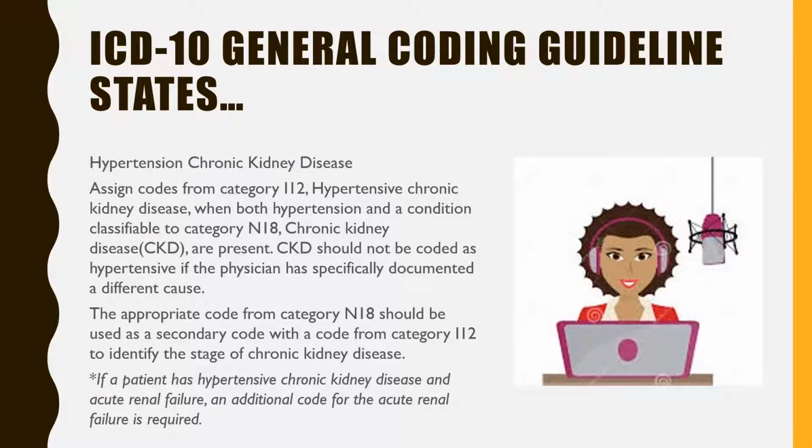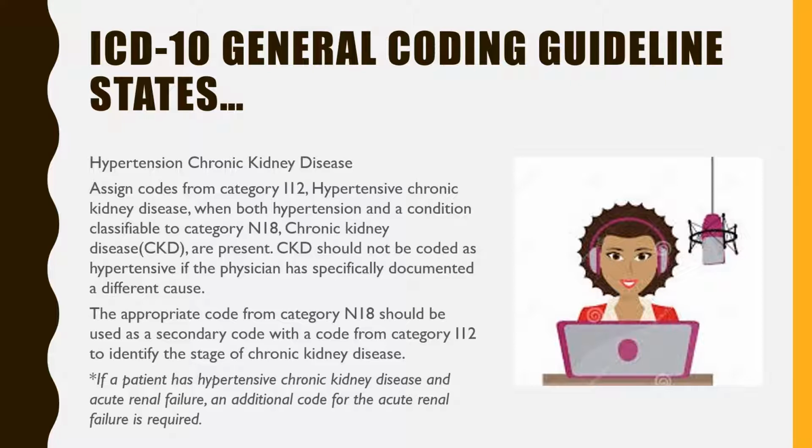Our ICD-10 General Code Line states, for hypertension or hypertensive chronic kidney disease, assign codes from category I12, which represents the hypertensive chronic kidney disease, when both the hypertension and a condition classifiable to category N18, which represents the chronic kidney disease, and may also be written as CKD, are present.